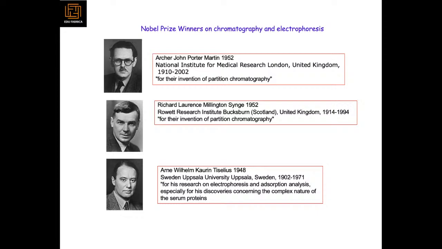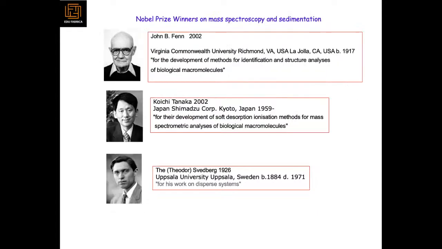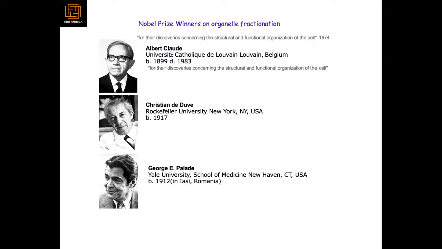Martin, Synge, Tiselius. Then come Fenn, Tanaka, Svedberg. They got it in various fields. Tanaka got it in mass spectrometry. Fenn got the Nobel Prize for biological macromolecules, whereas Svedberg for dispersed systems. And Claude, De Duve, Palade, they got it for the organelle fractionation of cells.